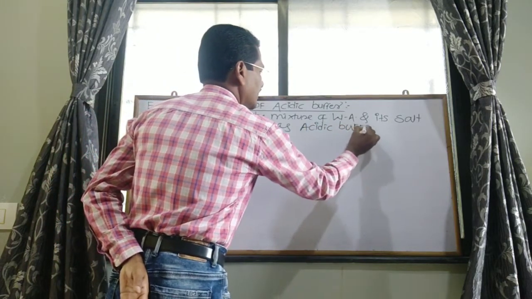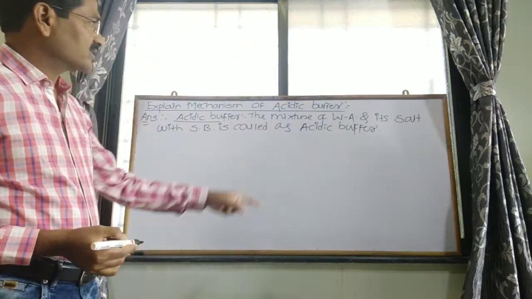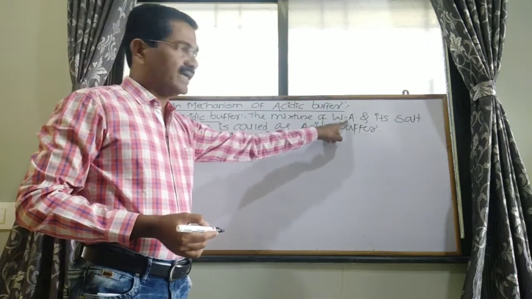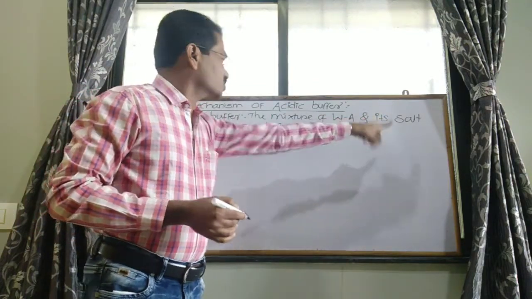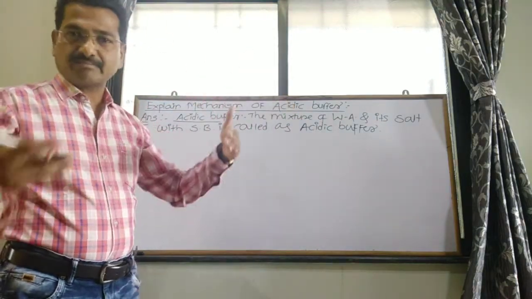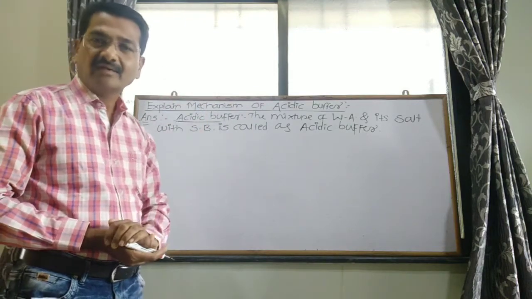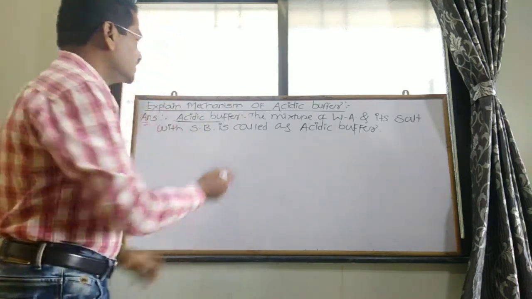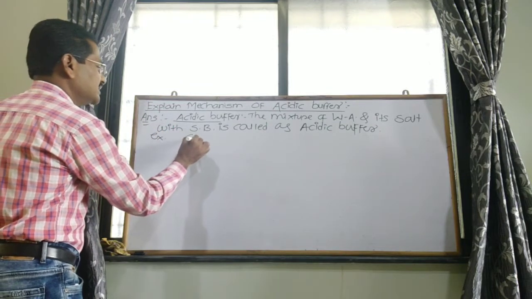So this is the definition of acidic buffer. In this definition, first of all, take the weak acid, and the salt of that weak acid and strong base is mixed in. Then we get the mixture that is called an acidic buffer. So see the example of acidic buffer.